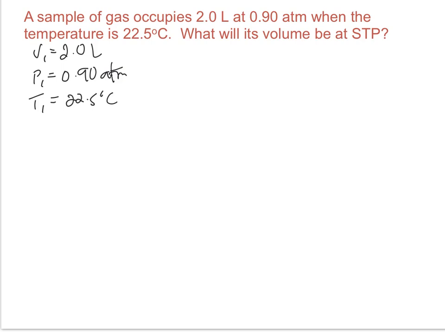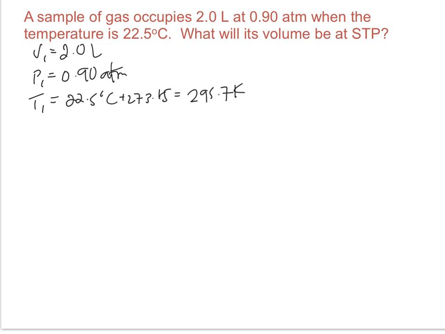Now, as I said earlier, you want to make this conversion over to Kelvin, so you're going to add 273.15, which is going to give you 295.7 Kelvin. So you make those adjustments, and then you go ahead and continue with the question.